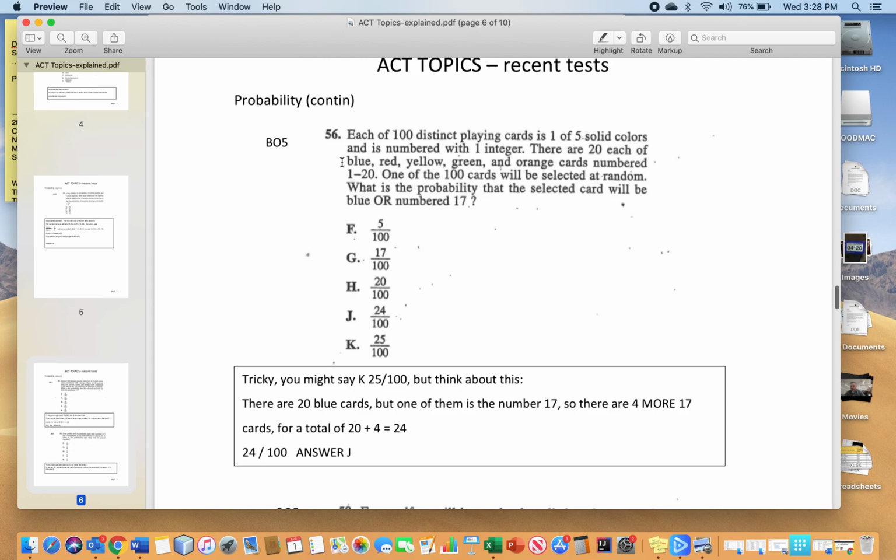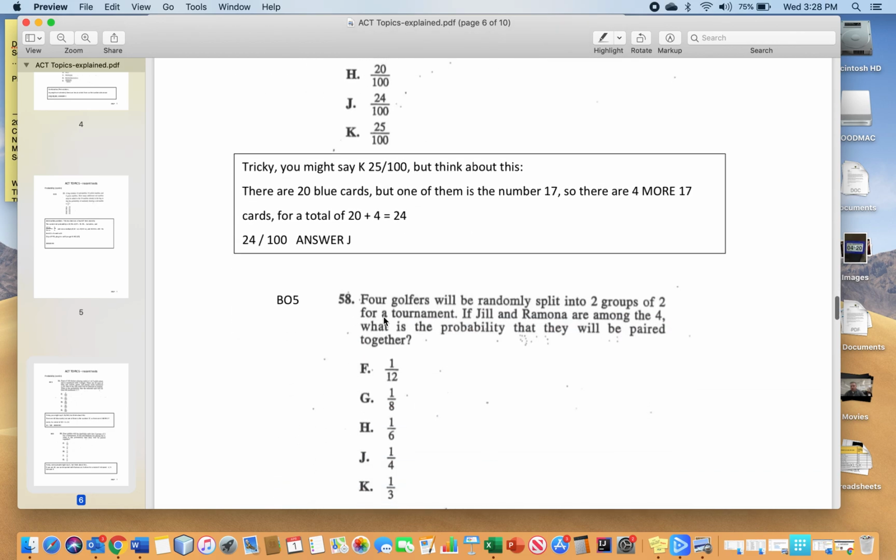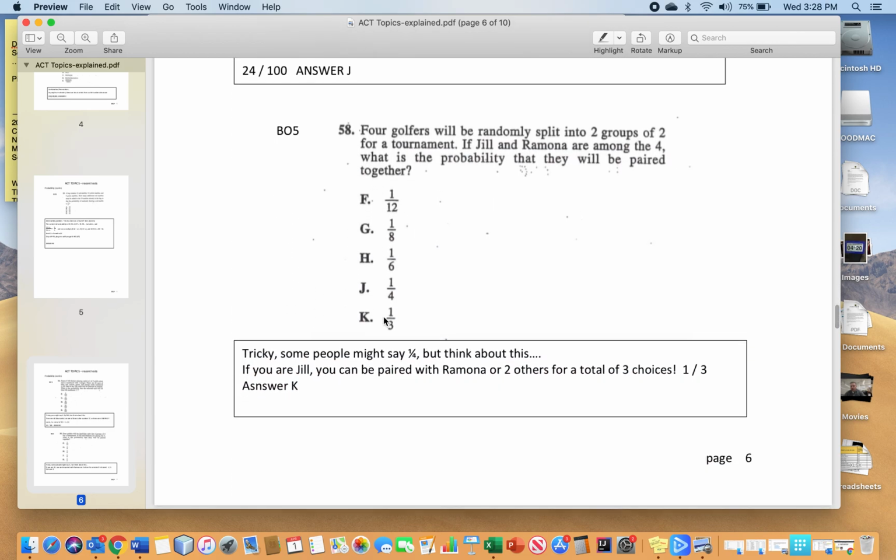This is number 56, a very simple problem, but it's tricky. Okay, so you may say, well, it's 25 out of 100, but remember, there are 20 of the different kinds of cards, right? So one of them is blue. So if you've already picked the blue one, you only have 4 more, not 5 more to pick from. So it's 24 out of 100, not 25 out of 100, which a lot of people would pick, K. Very straightforward concept, but it's tricky, and that's why it's number 56, to challenge those. Only those who are prepped are going to get this.